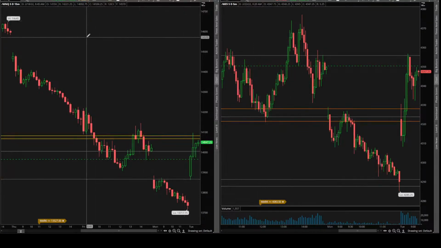So just going to set some alerts here. Create alert, at or above. Now we'll put an alert down here. Create alert, at or below. There we go.